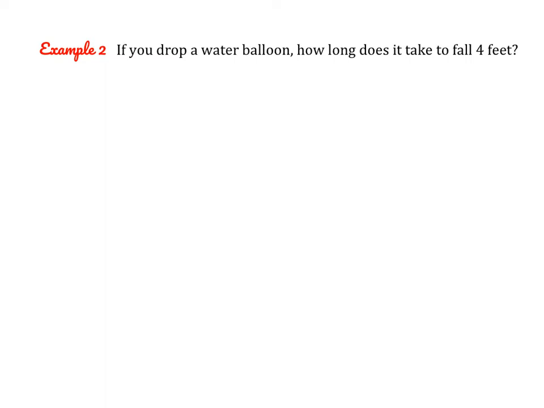Okay, so let's look at example 2 together. This one says, if you drop a water balloon, how long does it take to fall 4 feet? Since it asks how long it takes to fall 4 feet, we would like to use that distance fallen formula, which is d of t equals 16t squared. Here they want us to figure out how long, so we're solving for t. So we're going to replace d of t with 4, and solve for t so we can figure out how many seconds it takes.